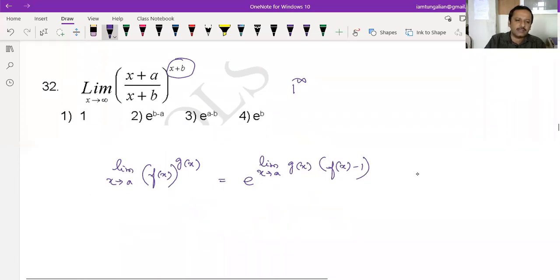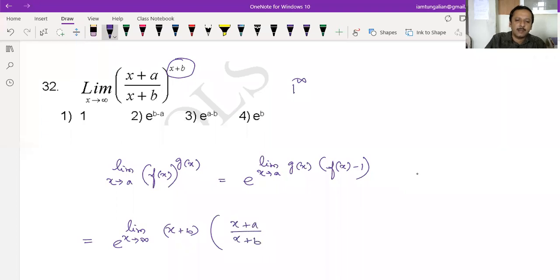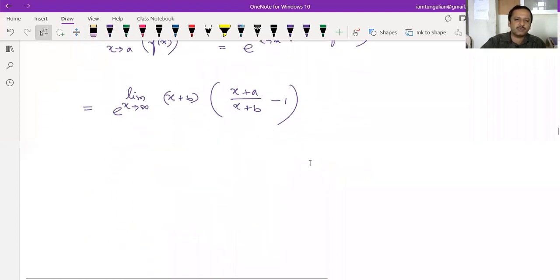So if we use that formula, we are going to get e to the power limit x tends to infinity of g of x, which is x plus b, into f of x minus 1. f of x is (x plus a) by (x plus b), minus 1. So e power limit x tends to infinity of g of x into f of x minus 1.